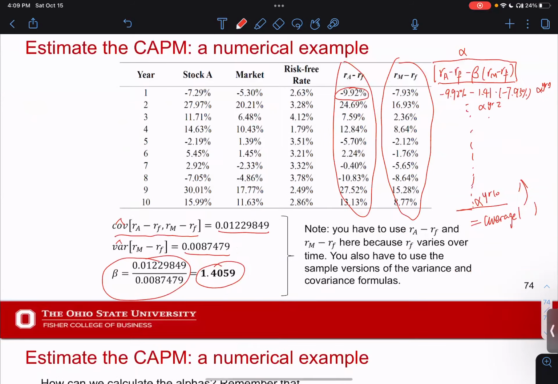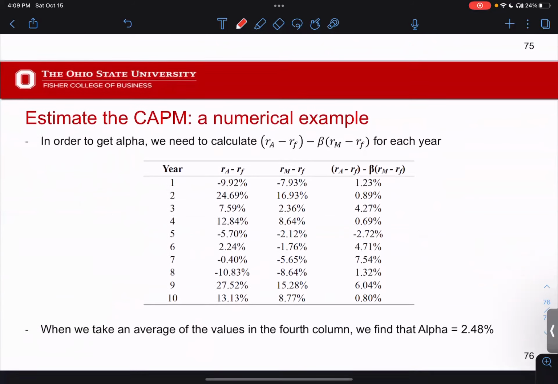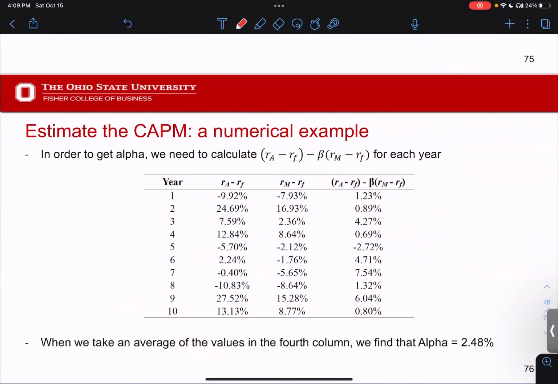Yes. Okay, good. Then, because you can just do what I told you here as before, the average will be 2.48%. It's the same as the regression output.